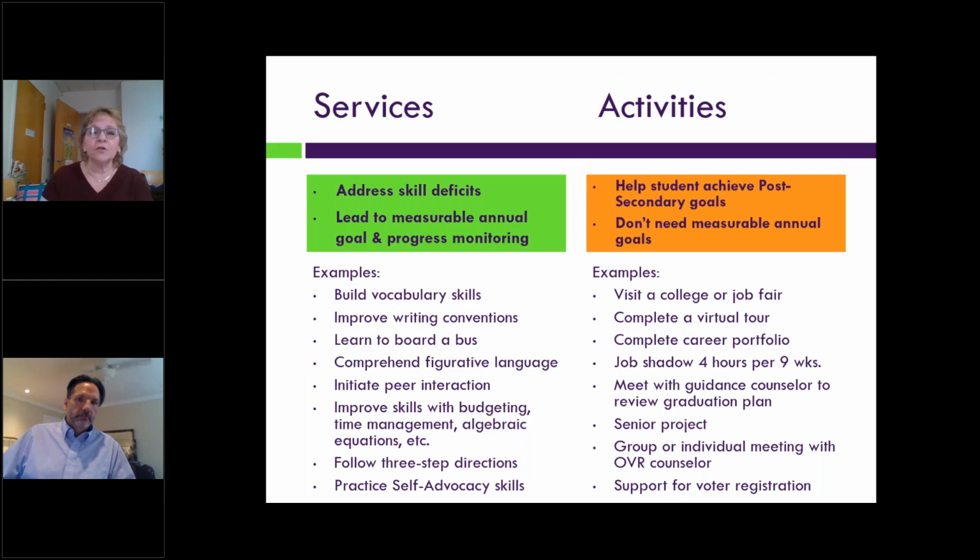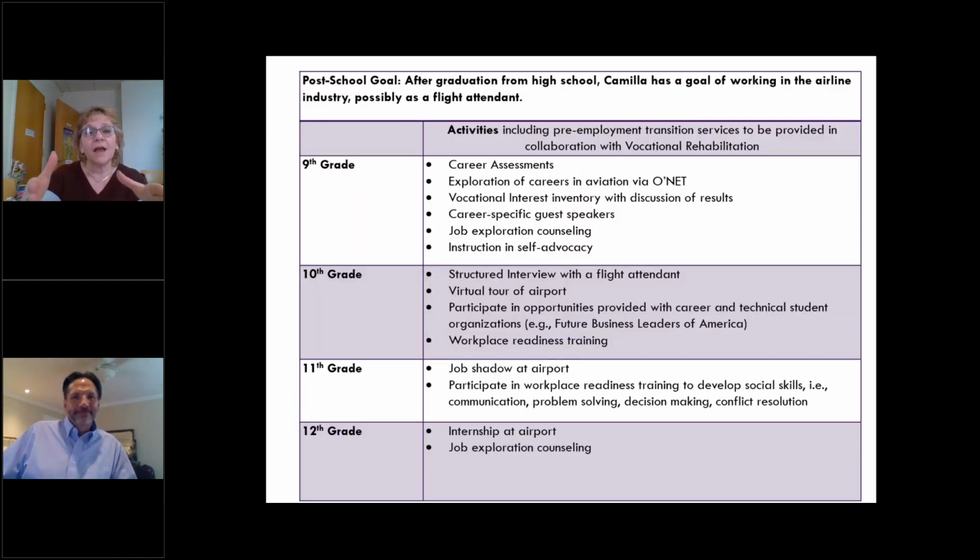Now you can go to the next slide, because it shows you what you can be doing at each grade level. Again, this is Camilla, who has a goal of working in the industry as a flight attendant, right? So here are some activities she is going to be working on during each grade level. She's going to be exploring some of these careers around aviation via O*NET. I know a lot of schools utilize O*NET, so hopefully most of you are familiar with that.